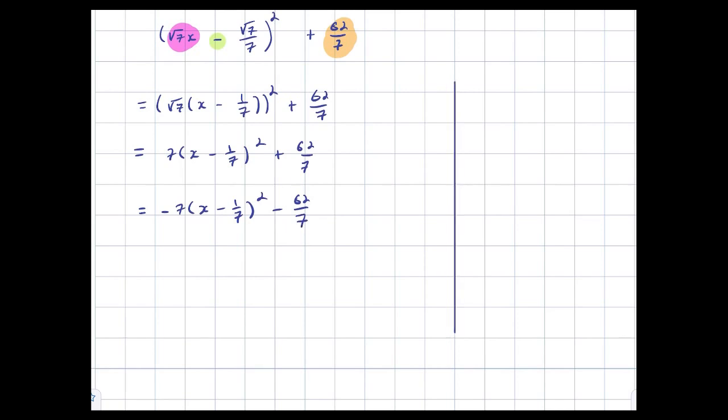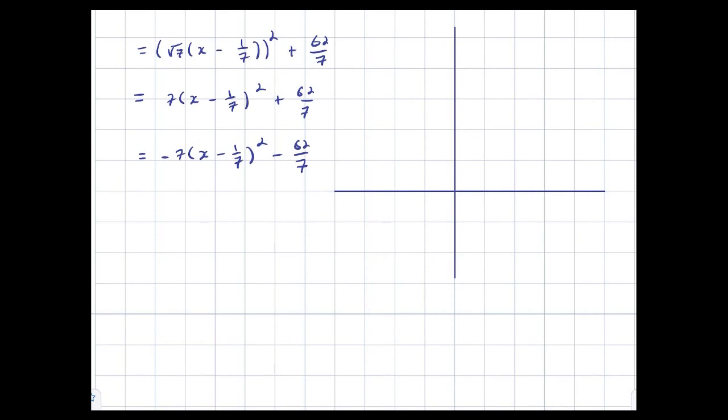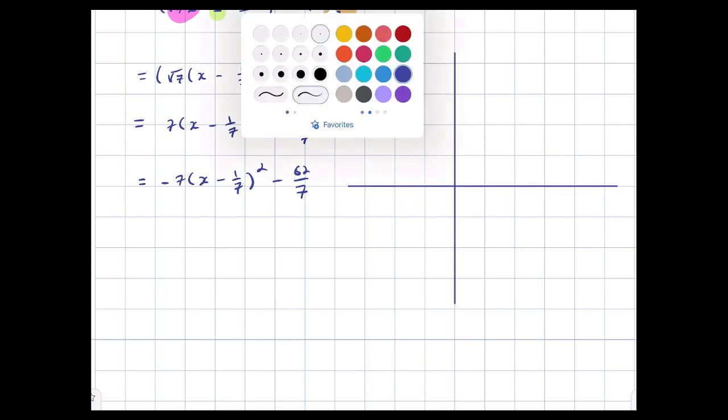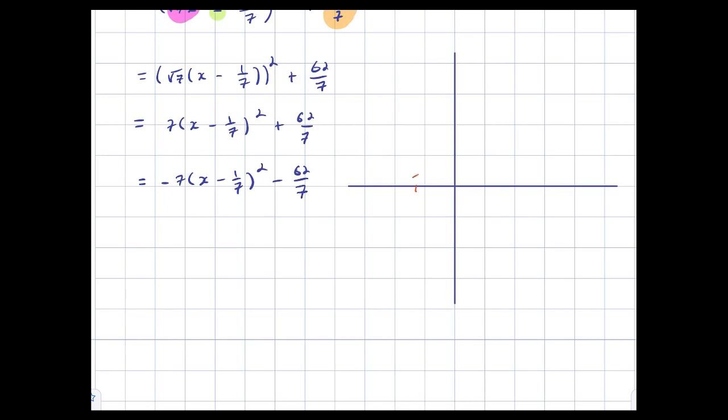And this lets us see where the, and I'm not going to try to do this one to scale because it's rational numbers, this lets us see where the vertex of this quadratic is. So the x coordinate is negative 1 over 7 here. Or sorry, it's positive 1 over 7. I'm being really silly. It is positive 1 over 7 because this is x minus h. So the h is 1 over 7.